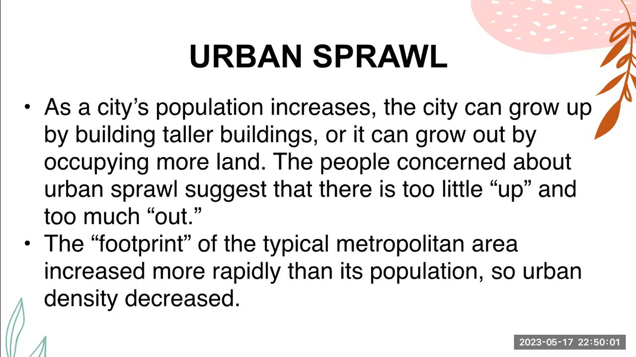Moving on to urban sprawl. As the city's population increases, the city can grow up by building taller buildings, or it can grow out by occupying more land. The people concerned about urban sprawl suggest that there is too little up and too much out. The footprint of the typical metropolitan area increased more rapidly than its population, so urban density decreased.